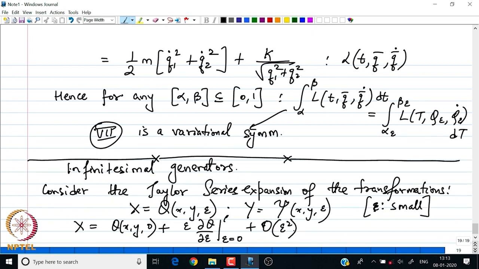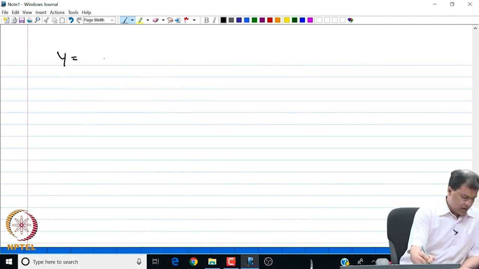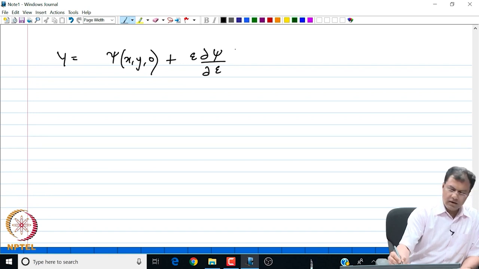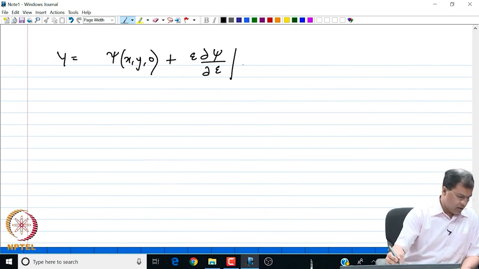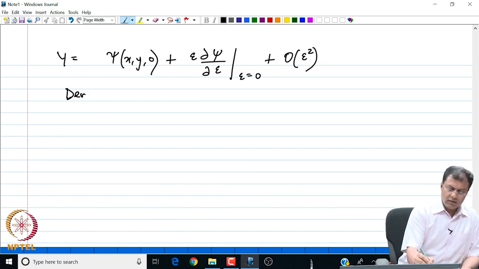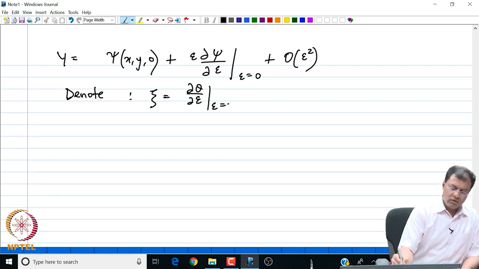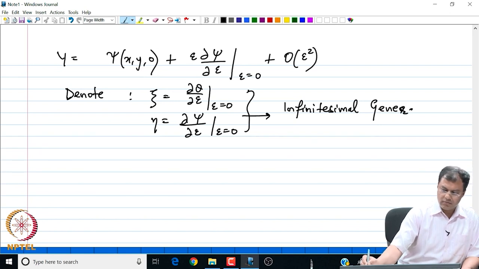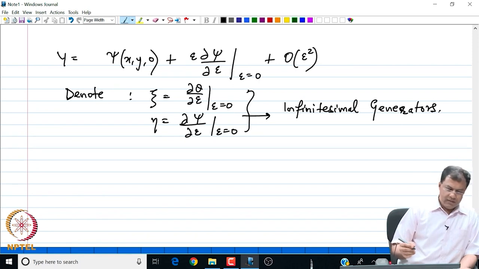Similarly, we can write the other expression. Y is equal to the function psi at x, y, 0 plus epsilon del psi del epsilon, differentiating with respect to the parameter epsilon, set at epsilon equal to 0, plus higher order terms. We also denote xi to be del theta del epsilon at epsilon equal to 0, and eta to be del psi del epsilon at epsilon equal to 0. From here, I get the so-called infinitesimal generators.